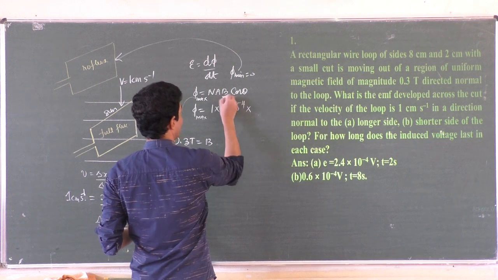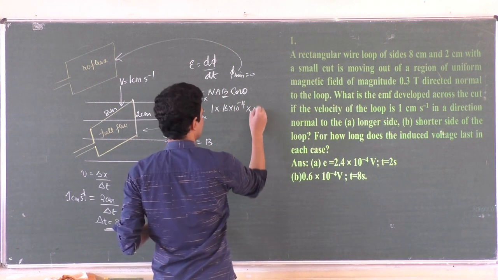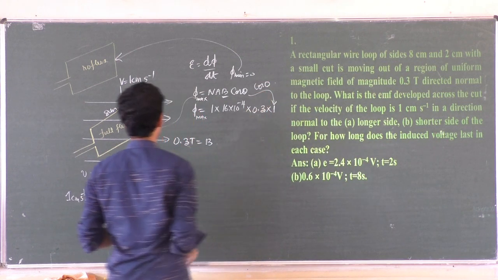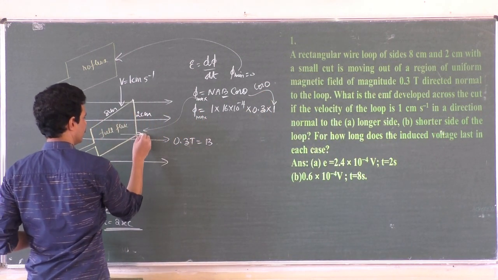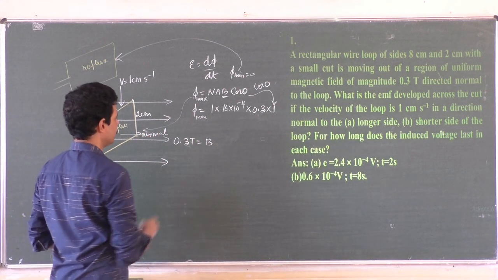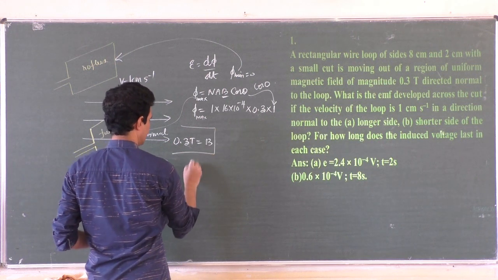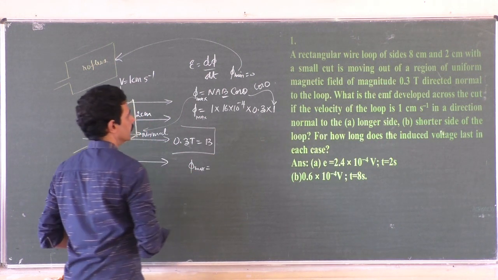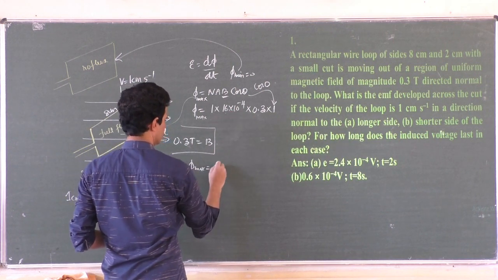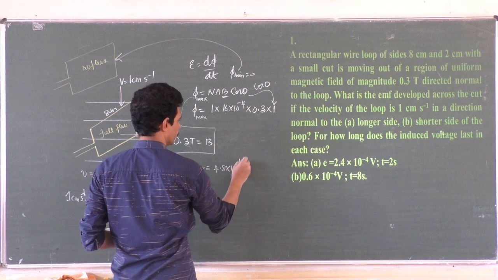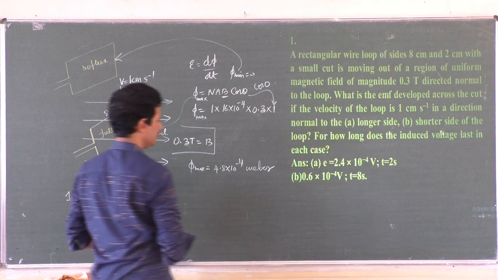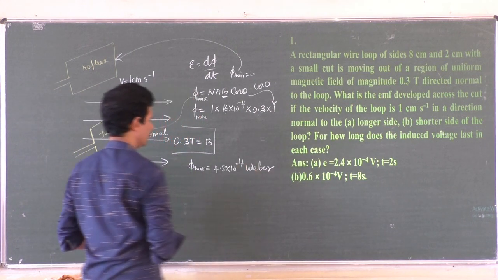Breadth, magnetic field. Magnetic field is 0.3 Tesla. Cos 0 is 1. Right? Cos 0, because normal to the coil and magnetic field both are in the same direction. So what is the maximum flux introduced? Phi maximum is equal to NAB cos theta, that is 4.8 into 10 to the power minus 4 Weber. Weber is the unit of flux.